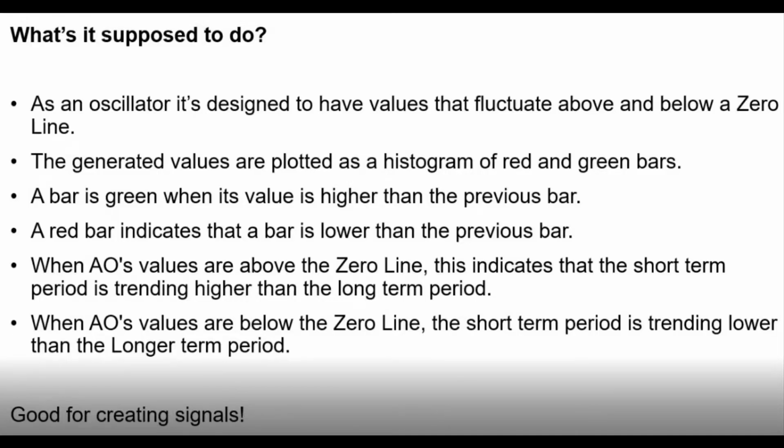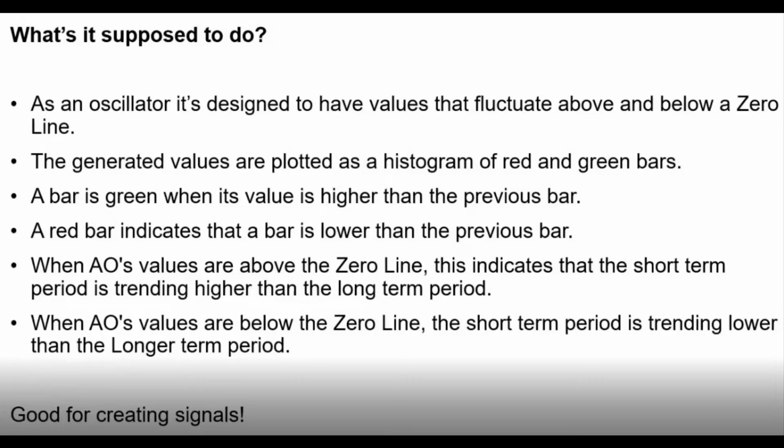So what's it supposed to do, and what are the basic trading rules? Well, it's an oscillator designed to have values that fluctuate above and below the zero line, like our MACD. The generated values are normally plotted on a histogram. Like I said, you saw my line version, we'll look at that in a minute. A bar is green when its value is higher than the previous bar, i.e. bullish, and a red bar indicates that a bar is lower than the previous bar. When the AO's values are above the zero line, this indicates that the short-term period is trending higher than the long-term period, i.e. we are bullish, and vice versa. When the AO's values are below the zero line, the short-term period is trending lower than the longer-term period, and therefore bearish. So obviously it's all very good for creating trading signals.